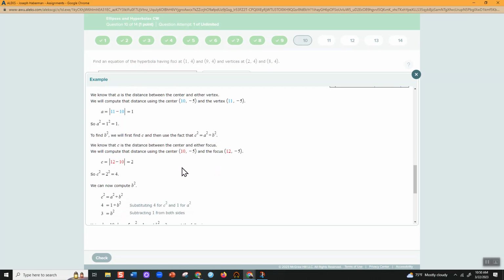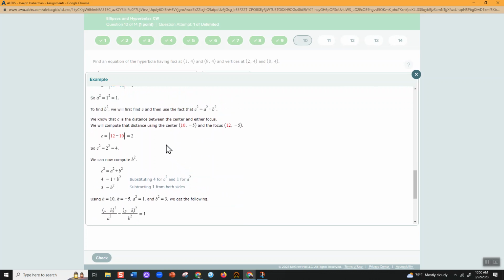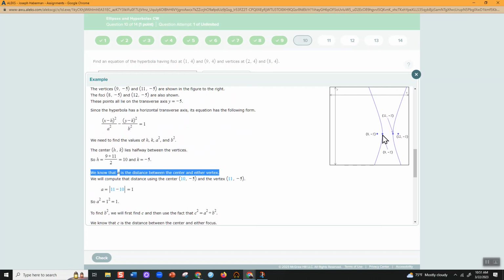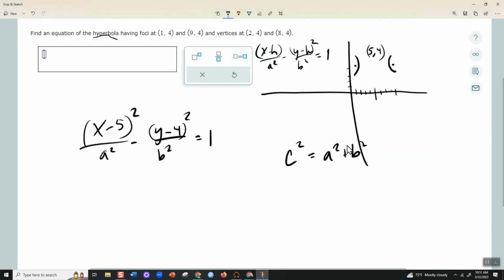And the, where's the second part? And the a is the distance between the center and the vertex. There we go. So I thought they did it in the other order. A is the distance between the center and the vertex. The c is the distance between the center and the foci. So what does it show on my problem here? Here's my center right there. The distance between the center and the vertex, that's my a. So a is going to be the distance 5, 4 to 2, 4, which is a distance of 3.